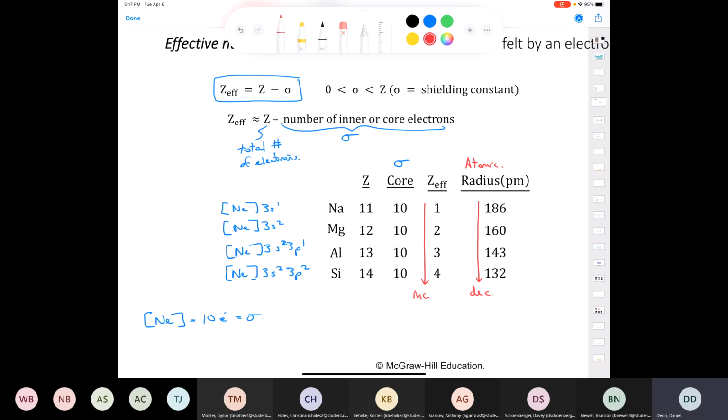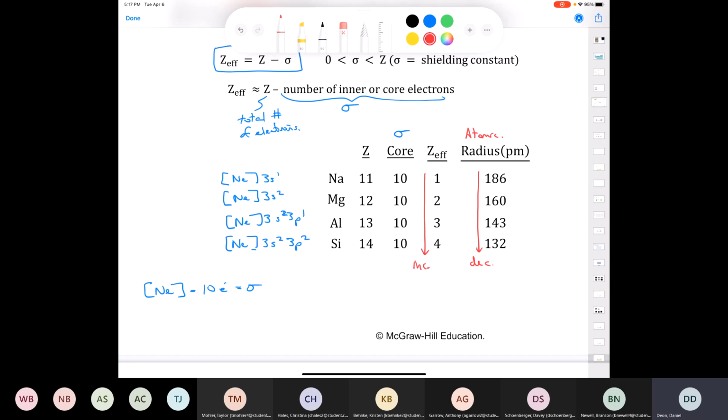Because what's happening here? As we go across the period from sodium to magnesium to aluminum to silicon, what's happening to the number of protons in the nucleus? It's increasing, isn't it? So the positive charge on the nucleus is increasing as we go across the periodic table. Now, the way I thought about this the first time I heard it is I thought, well, come on. If you're going from sodium to magnesium to aluminum to silicon, shouldn't the radius get bigger? Because you're adding matter. Electrons are matter, protons are matter, neutrons are matter. They all take up space. So if something takes up space and I have more of them, shouldn't it take up more space?